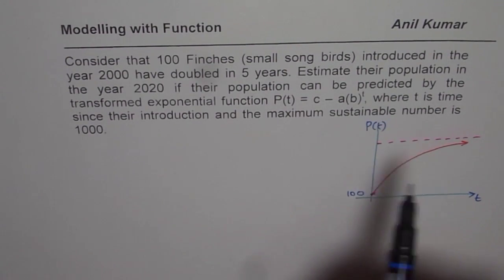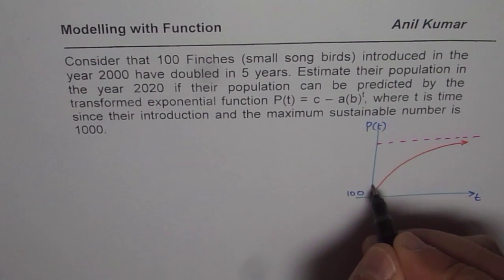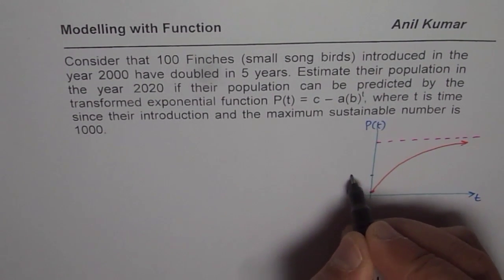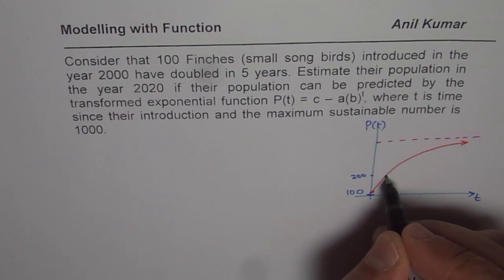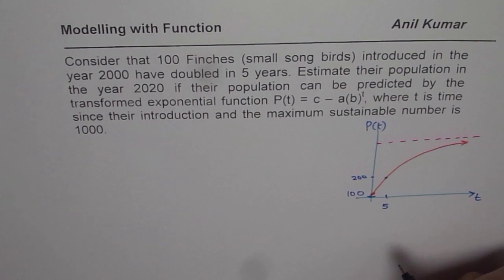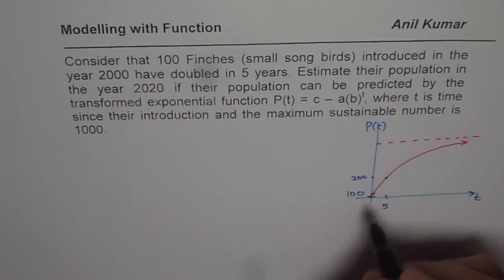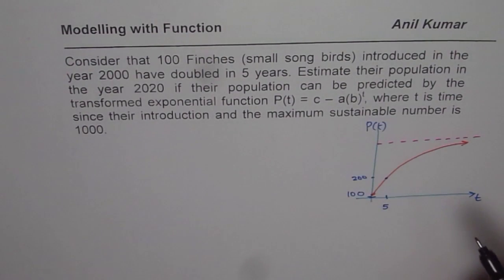We also know that after 5 years the number has doubled. So let's say this is 200 for us, and that happens after 5 years. So we know this point. With the help of this information, we can actually find the equation. Let us see what steps to follow to find the equation.